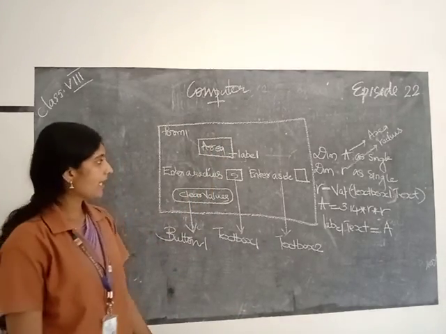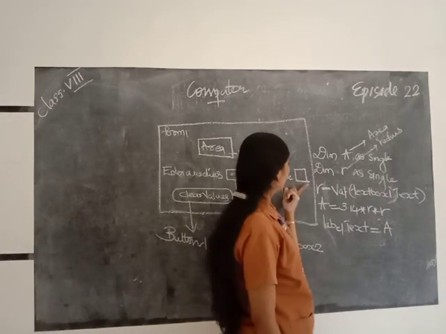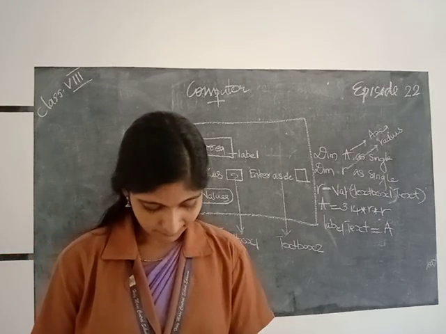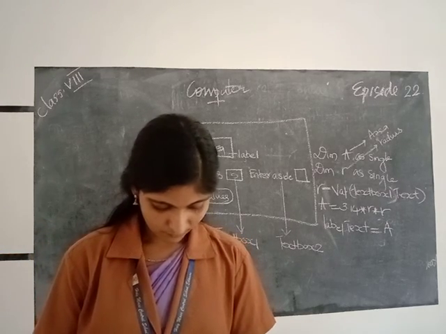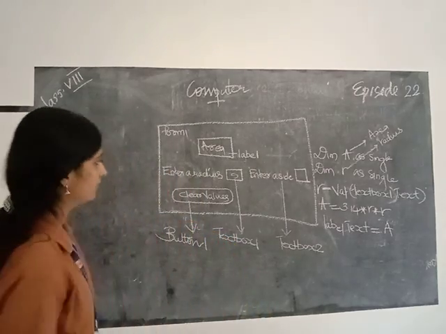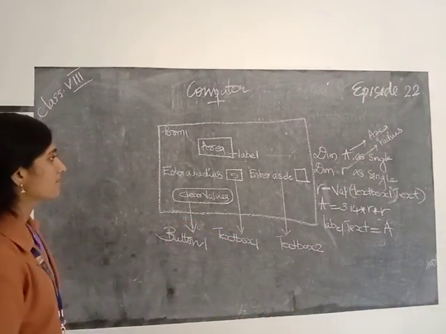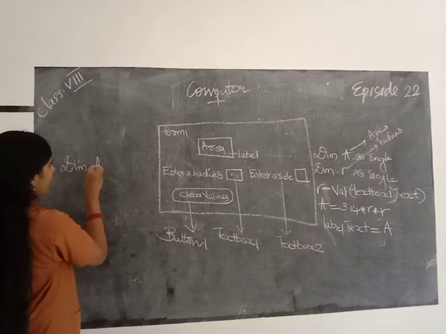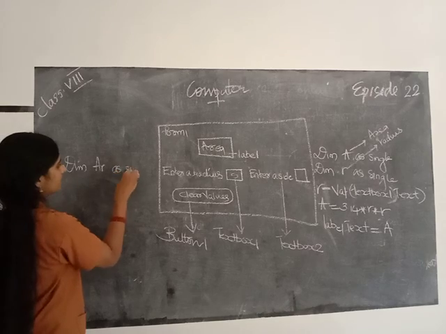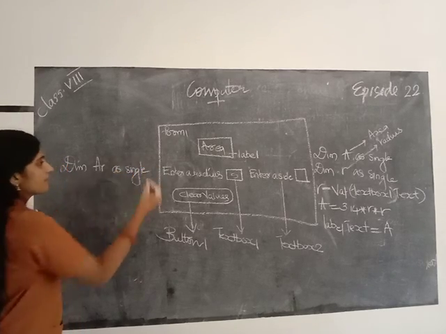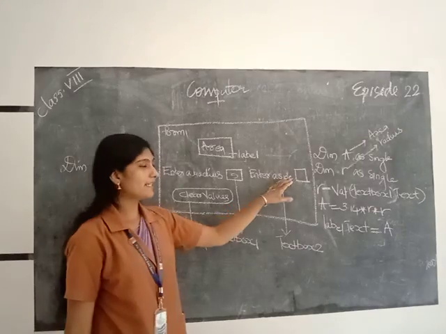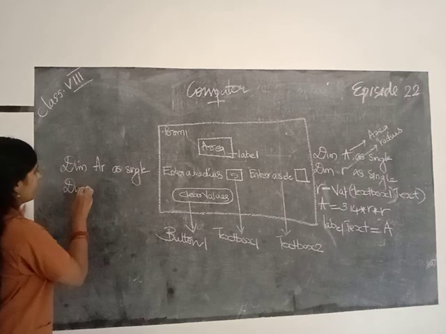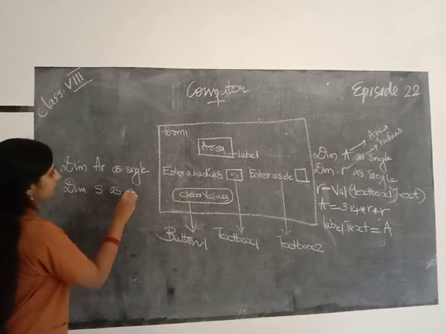Then in the same way we can add the code to enter a side, the square. So Dim AR As Single. Then here the side, let's say a variable S. So Dim S As Single.